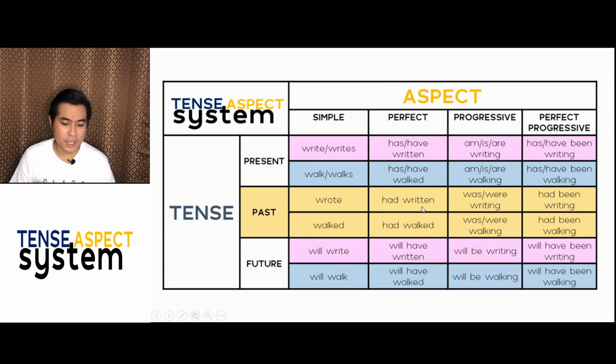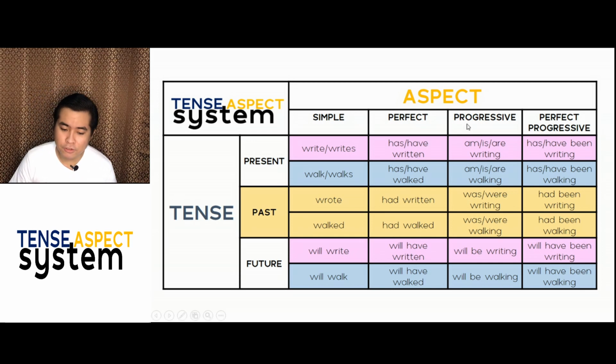Okay, so in this case, we have written for the irregular verb write, and walked for the regular verb walk. Okay, so always that form. Again, for past perfect, had plus past participle.